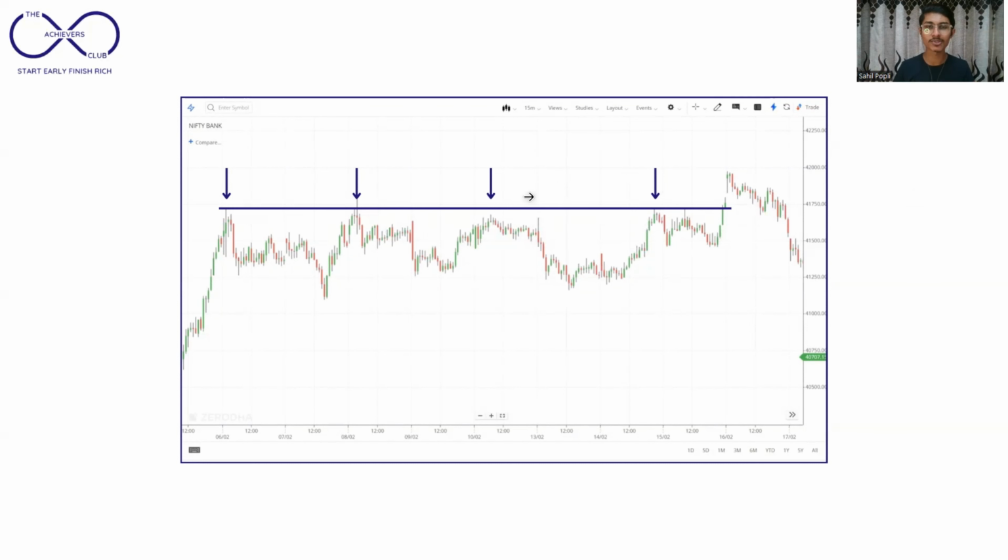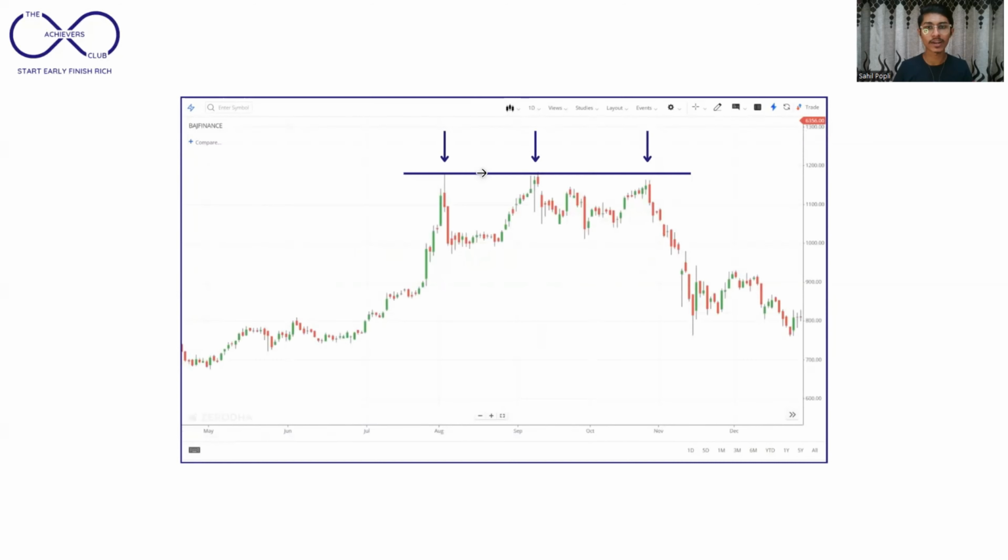But when it comes to daily time frame, hourly and 15 minutes time frame, the supports and resistance are easily findable. And at that point of time, we can initiate our long as well as short positions. And again, one more example of Bajaj Finance: once, twice, and thrice, with a very low risk, we have a very decent reward on the lower side.